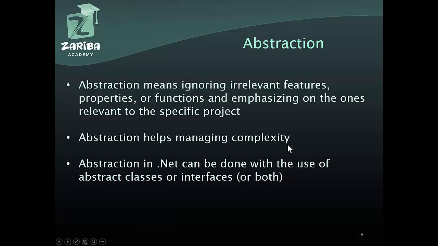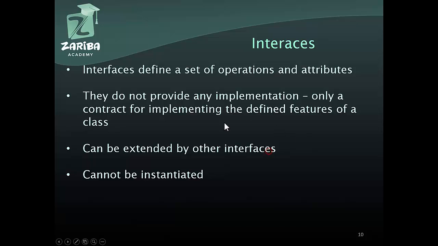Abstraction in .NET can be done with the use of abstract classes or interfaces, or both, and we'll see which one is what, and what's the difference, and so on. So first up, interfaces. Interfaces define a set of operations and attributes. They do not provide any implementation. This is very, very important.